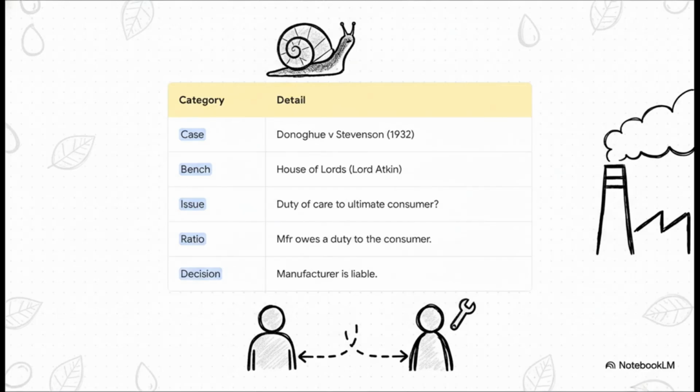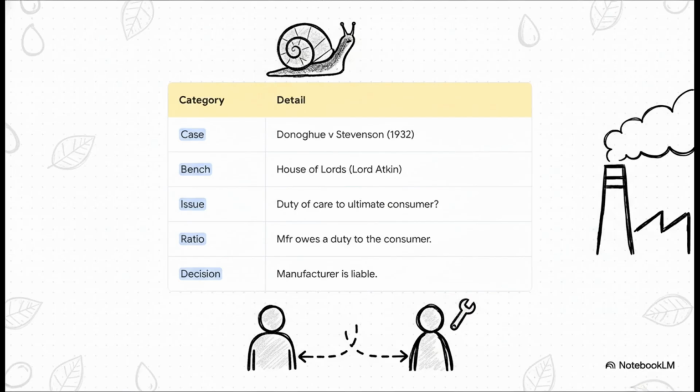Now we turn to a landmark case that every law student must know. The case is Donoghue v. Stevenson, citation 1932 AC 562. Let's analyze this using the IRAC framework. First, the facts. Mrs. Donoghue consumed a bottle of ginger beer that was later found to contain the decomposed remains of a snail. She suffered from shock and gastroenteritis. Since a friend had purchased the drink, she had no direct contract with the manufacturer, Stevenson.